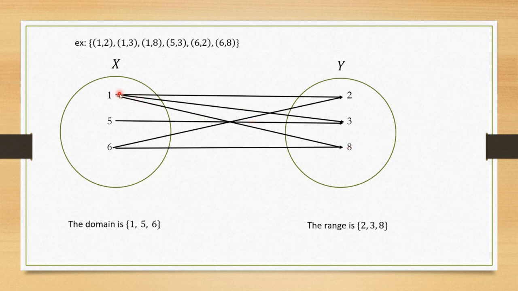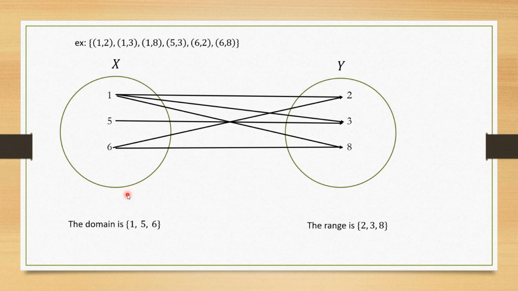So you have 3 arrows coming out of 1. And you should be thinking in the back of your head, this is not a function. I hope you're thinking that because you're right. It's not a function, because 1 does not have just 1 output. 1 has 3 outputs. 5 is assigned only to 3, so there's only 1 arrow going from 5 to 3. 6, however, has 2 outputs. 6 goes to 2, and 6 goes to 8.